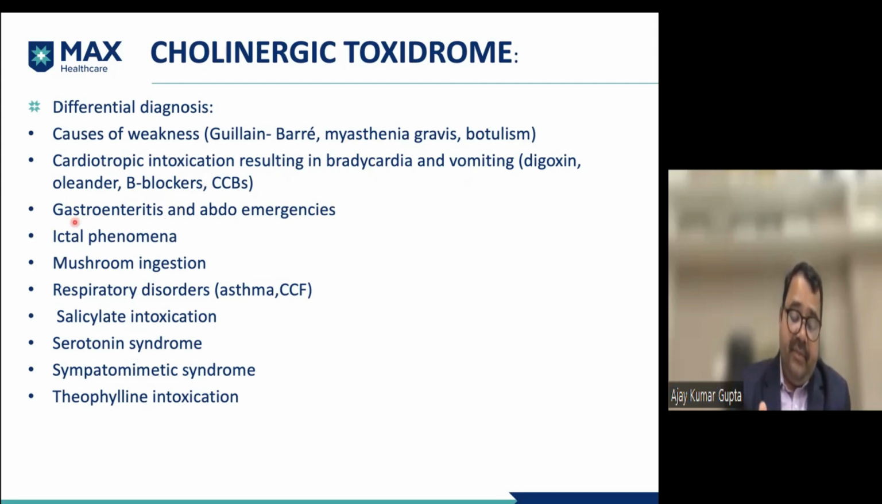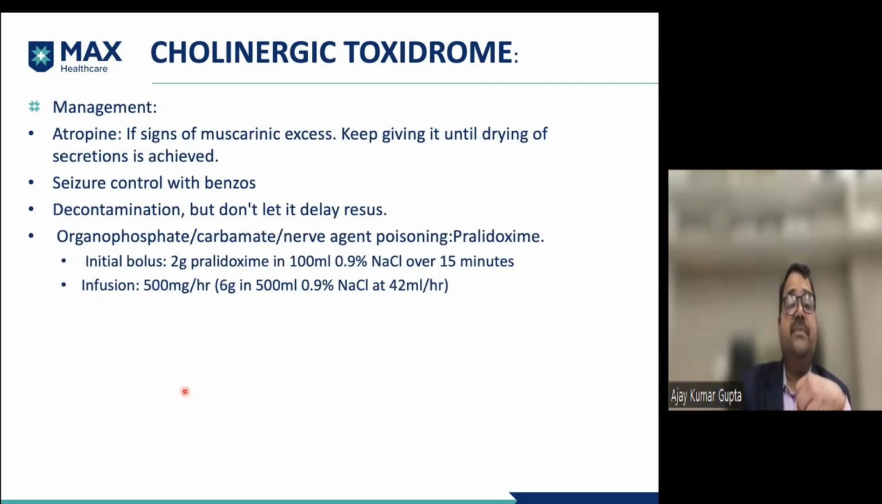Then in the patients who are presenting with diarrhea, we have to rule out the abdominal emergencies and gastroenteritis. In the patients with fasciculations, we have to rule out the ictal phenomena, the mushroom ingestion, and the causes of respiratory depression and frothing like asthma and congestive cardiac failure. Then also salicylate intoxication may present like this, and the serotonin syndrome, the sympathomimetic syndrome, and the theophylline intoxication, where you find the headache, the sweating, and the tremors. They are found in the theophylline intoxication.